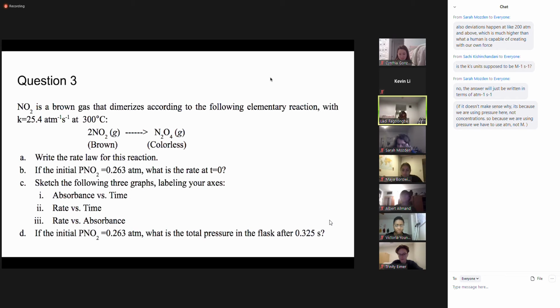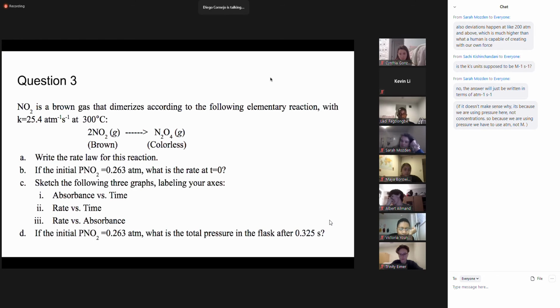And the way that you would work that out is since we have the rate law from part A, we know that rate equals 25.4 inverse atmospheres times inverse seconds times pressure squared. And in this part, we gave you the initial pressure. So you just plug that into your rate law from part A. And then your units, of course, are going to be atmospheres per second, because those are always the units for rate when you're talking about pressure.